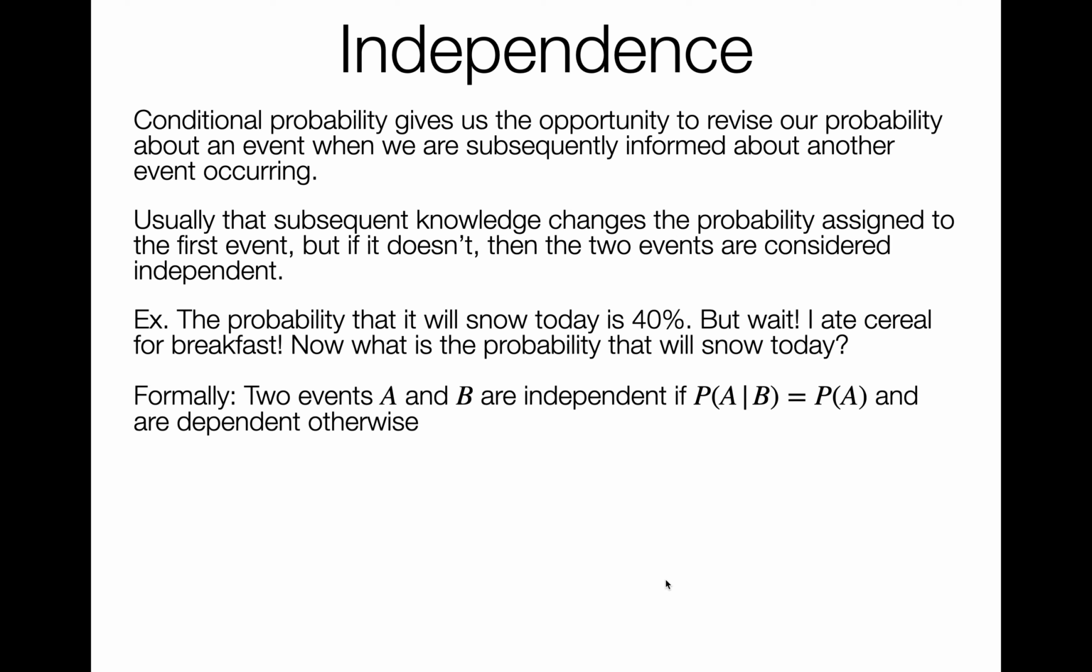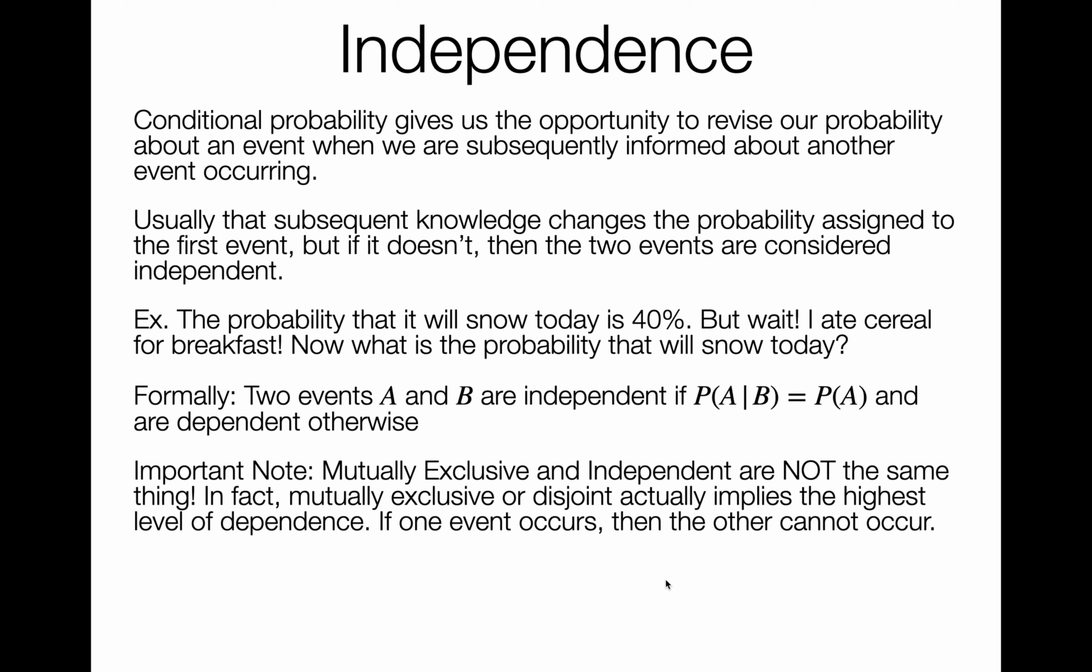So the formal definition is this. For two events A and B, they are independent if the probability of A given B is equal to the probability of A. So it's as if the conditioning weren't even there. If those two are equal, then they're independent. If they're not independent, they are dependent. So if they aren't equal, then they're dependent.